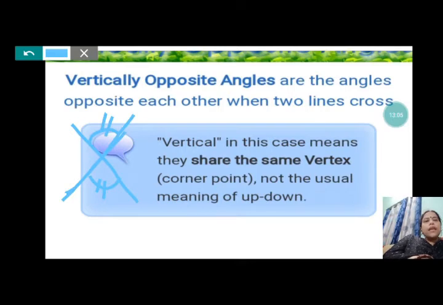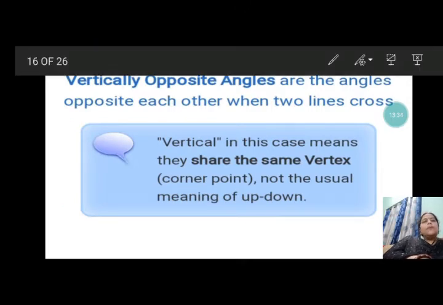Now these two lines are crossing each other and this makes the vertically opposite angles. So vertical in this case means they share the same vertex. So here also what do we see? They are sharing the same vertex or the common point, not the usual meaning of up and down. It means that they are sharing this common vertex over here.